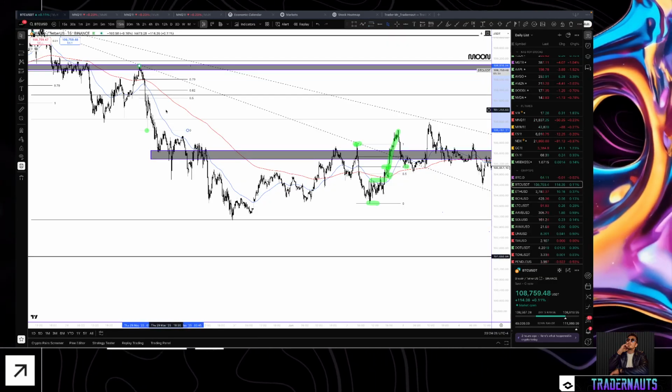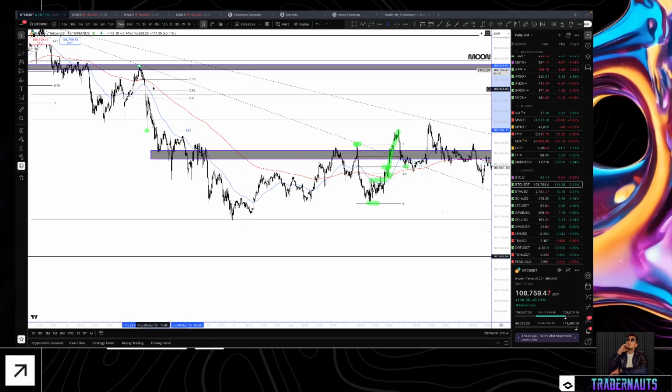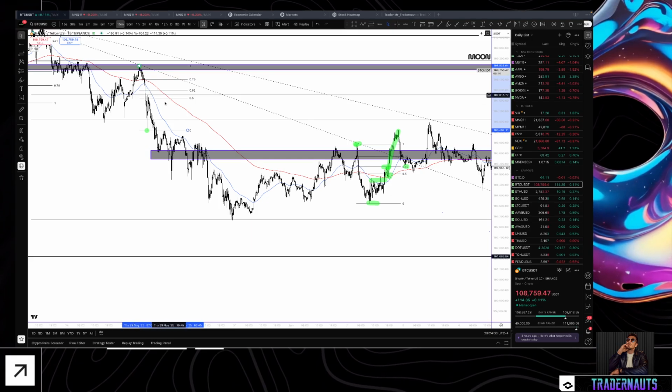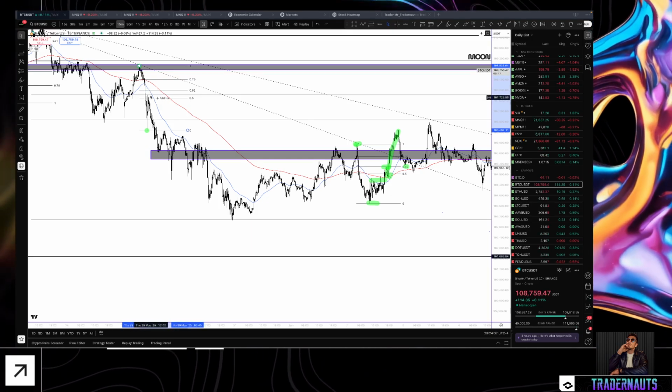What do you see here? Right, you have your moving averages. Okay, it couldn't even break the 50. It couldn't break the 200. And then on top of that, what do you see here? A rejection off the 50%.